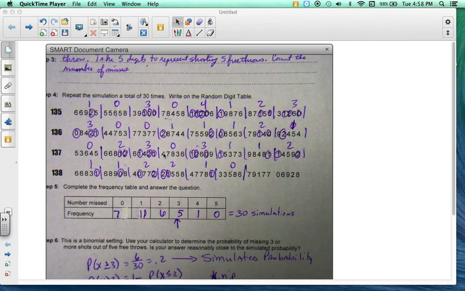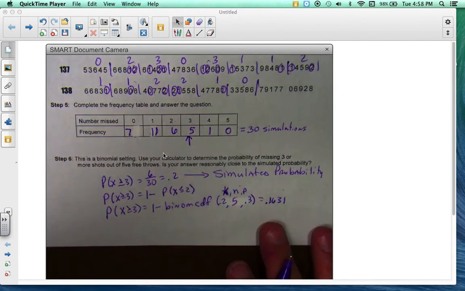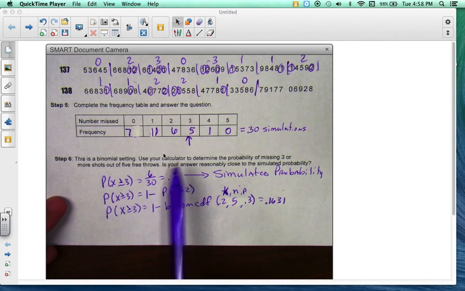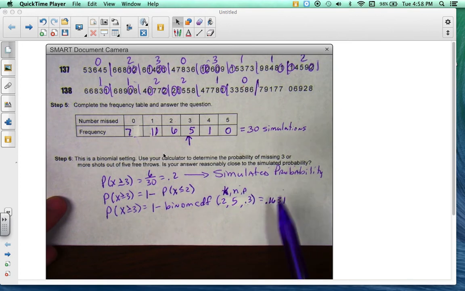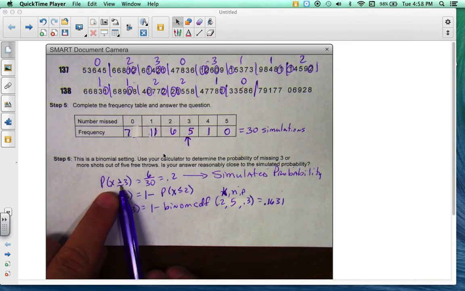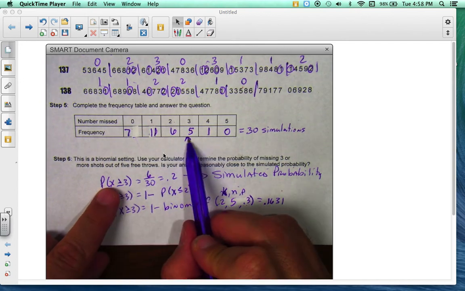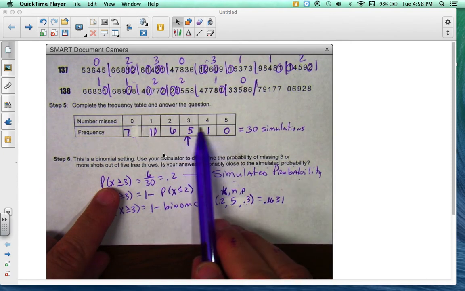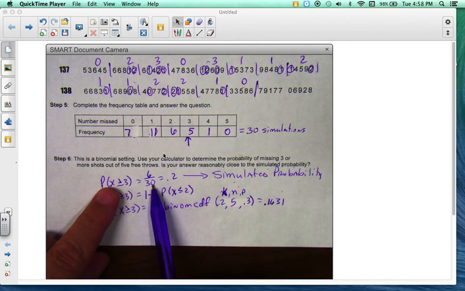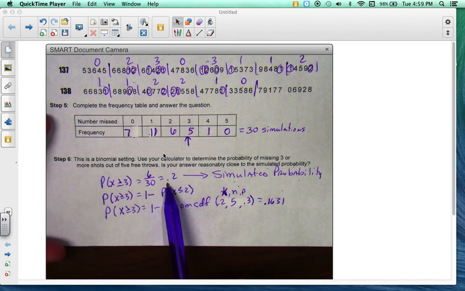Now, we're going to answer the question down at the bottom. Here, this is a binomial setting. So use your calculator to determine the probability of missing 3 or more shots out of 5. Is your answer reasonably close to the simulated probability? So we want to know the probability that X is 3 or more shots missed. Well, if you notice here, this is my simulated probability. So he missed 3 shots and 4 shots 6 times out of the 30 simulations. So that's a simulated probability of 0.2. So 20% of the time he's going to miss 3 or more shots out of 5.